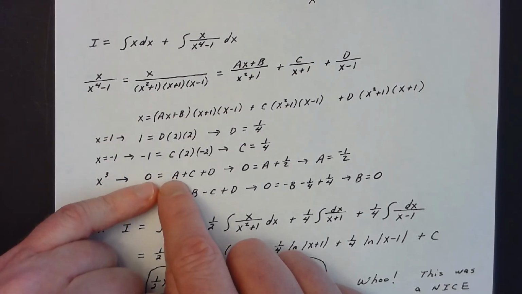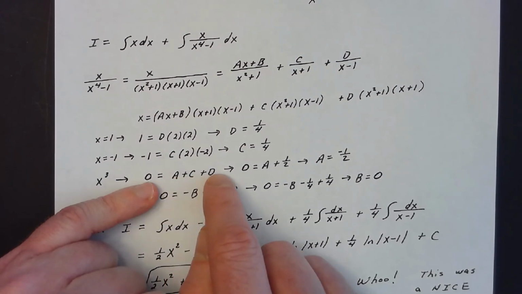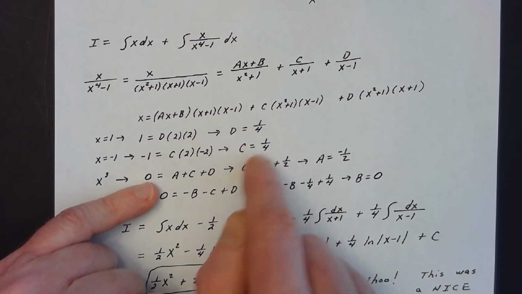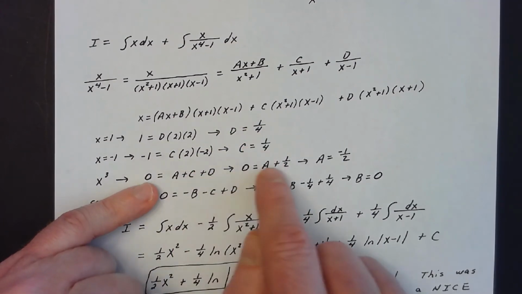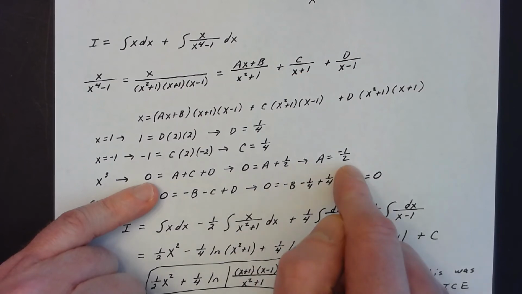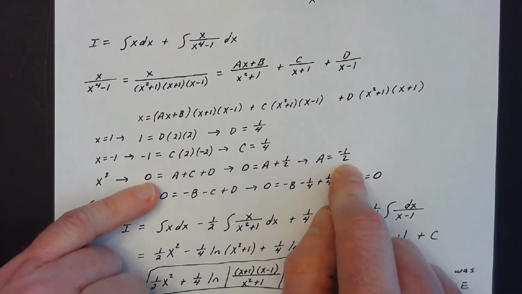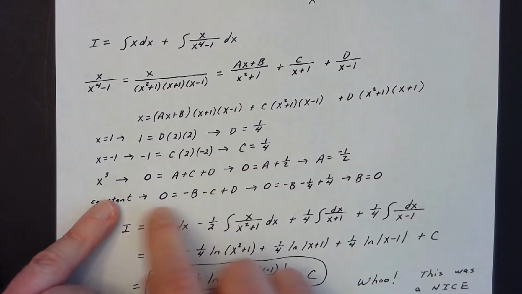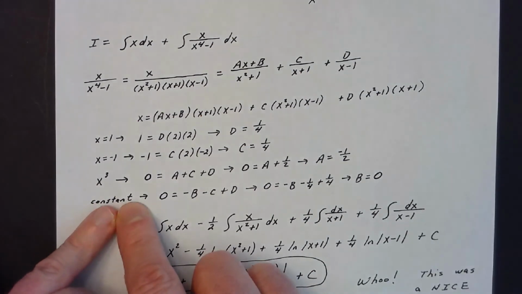On the right-hand side, your coefficient of x cubed would be a plus c plus d. We already know c and d are both 1/4. So I know a plus 1/2 has to equal 0, which leads me to the solution that a is equal to negative 1/2. Then I looked at my constant to determine b.